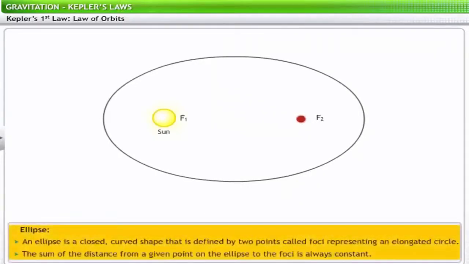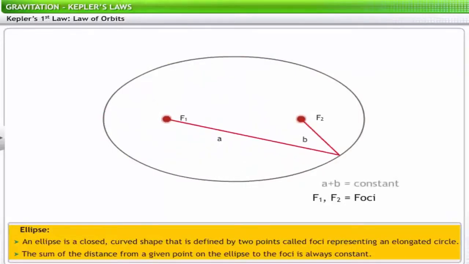An ellipse is a closed, curved shape that is defined by 2 points, called foci, representing an elongated circle. The sum of the distance from a given point on the ellipse to the foci is always constant. In the given figure, a plus b is always constant.